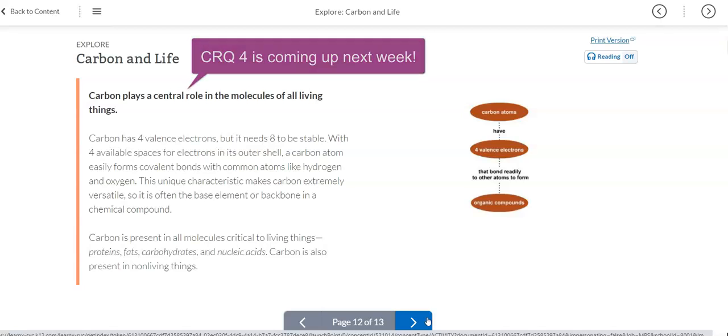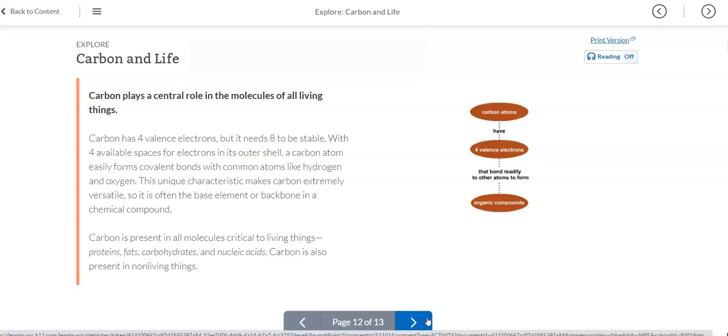Carbon plays a central role in the molecules of all living things. Carbon has 4 valence electrons, but it needs 8 to be stable. With 4 available spaces for electrons in its outer shell, a carbon atom easily forms covalent bonds with common atoms like hydrogen and oxygen. This unique characteristic makes carbon extremely versatile, so it is often the base element or backbone in a chemical compound. Carbon is present in all molecules critical to living things: proteins, fats, carbohydrates, and nucleic acids.